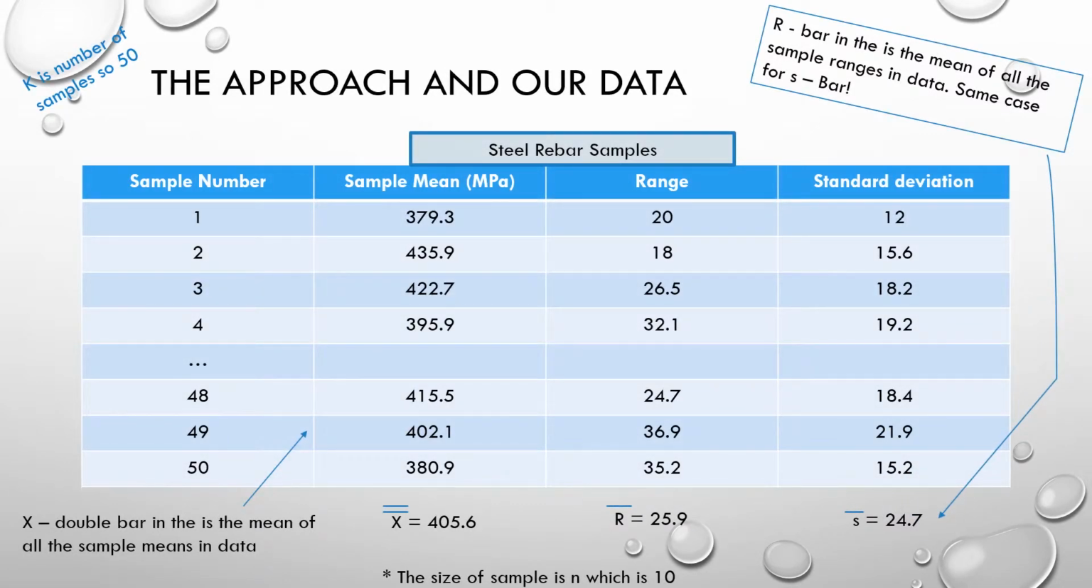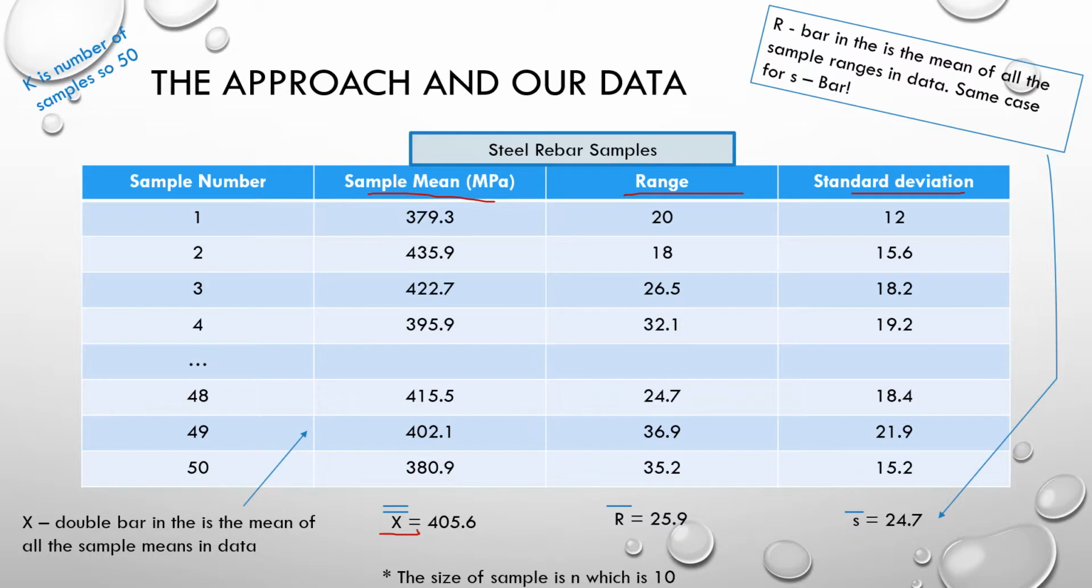So let us approach quality control with an example. We have steel rebars. We have 50 samples. There's 10 steel rebars within each sample. We have sample means, sample ranges, and our standard deviations for each sample.